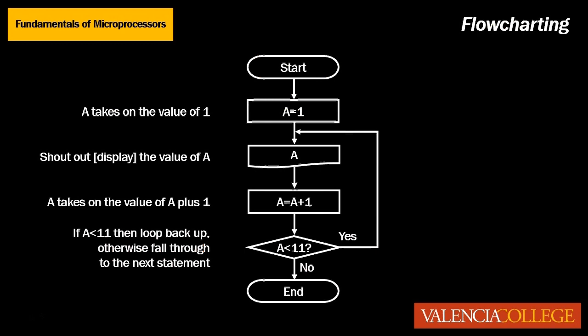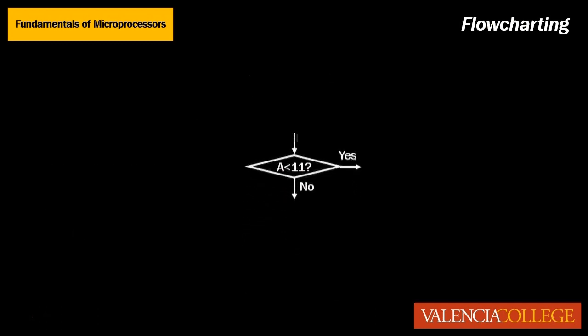Flowcharts help us visually design and test our thought process before we write a single instruction in Visual Studio. Think of it as an opportunity for a sanity check. So, let's look at the decision box. How do we instruct the x86 microprocessor to make either a quantitative or a qualitative decision, such as, is A greater than or less than 11?